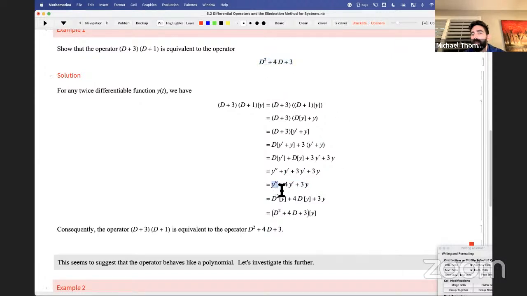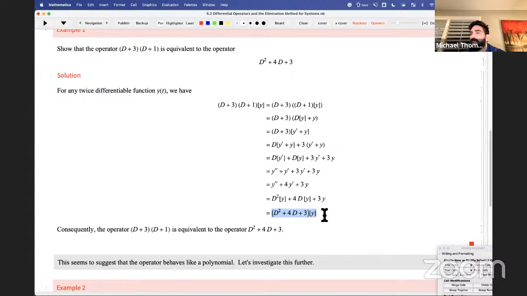Okay, so this is d squared y. This is 4d of y. And this is 3y. And you'll notice all of them have a y in common. So I'll pull that y out the right side like so. And now I have that operator. And what we've shown is that this operator acting on any function y is equivalent to this operator acting on the same function y. Does that make sense?